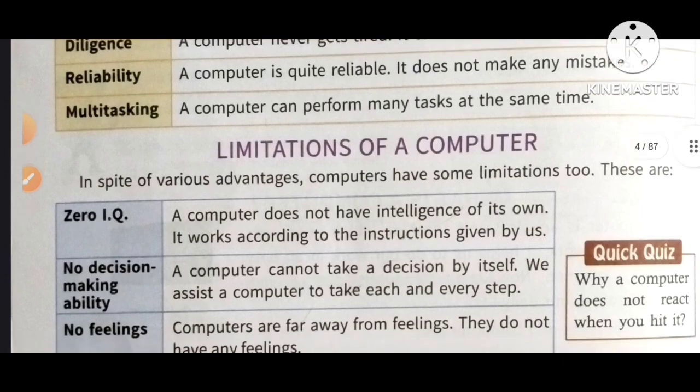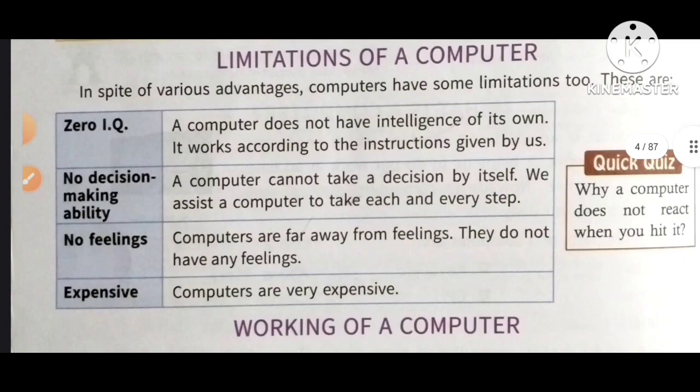These are, first, what? First is zero IQ. Zero IQ means it has no self-thinking power. A computer is a machine, so it cannot think just like a human. So it has zero IQ. A computer does not have intelligence of its own. It works according to the instructions given by us. Whatever instruction we put on the computer, it replies properly. It cannot think by itself.